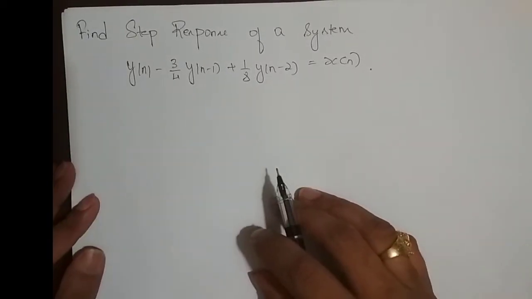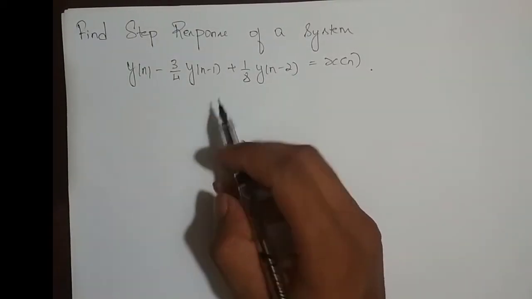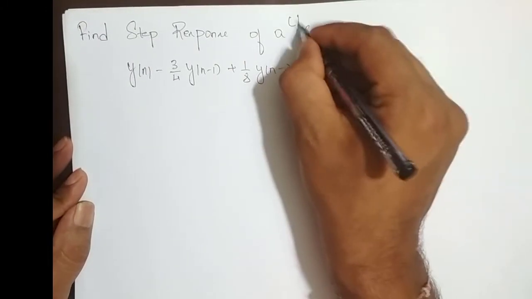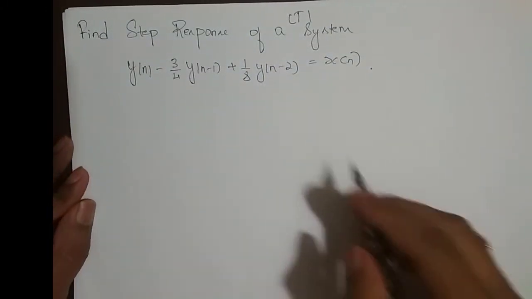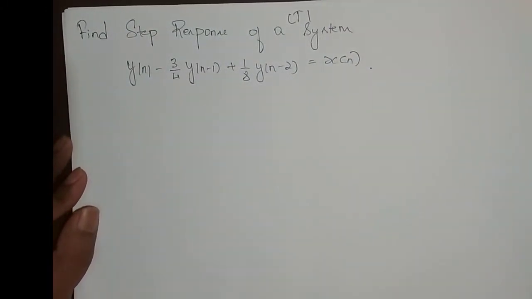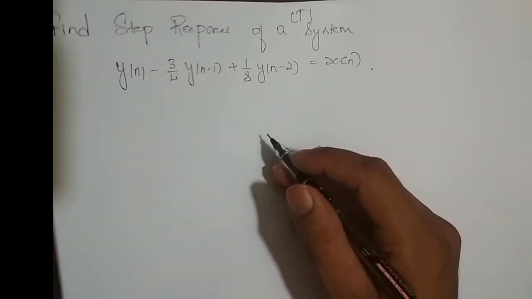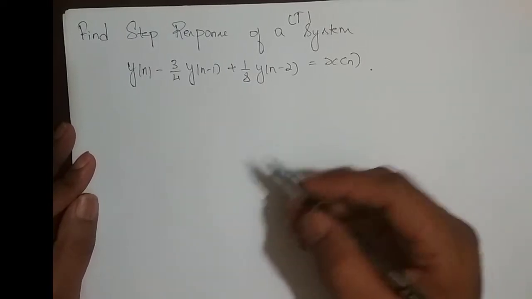Hey guys, we shall try to find the step response of an LTI system. It's a causal LTI system with a difference equation given by something like this. And as we discussed in the previous video, what do we mean by step response?